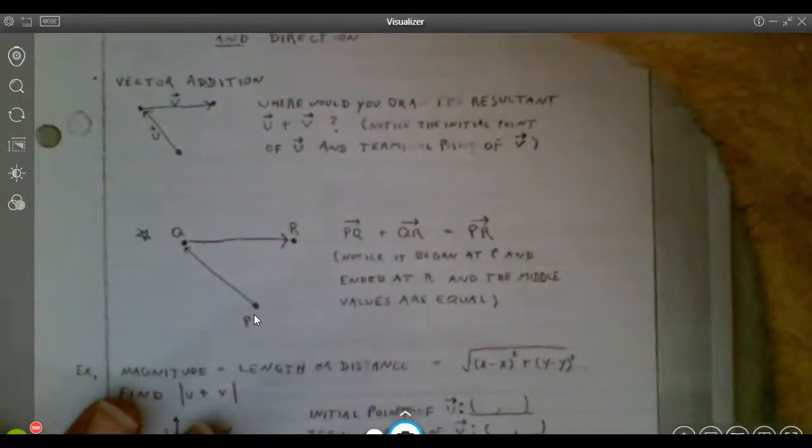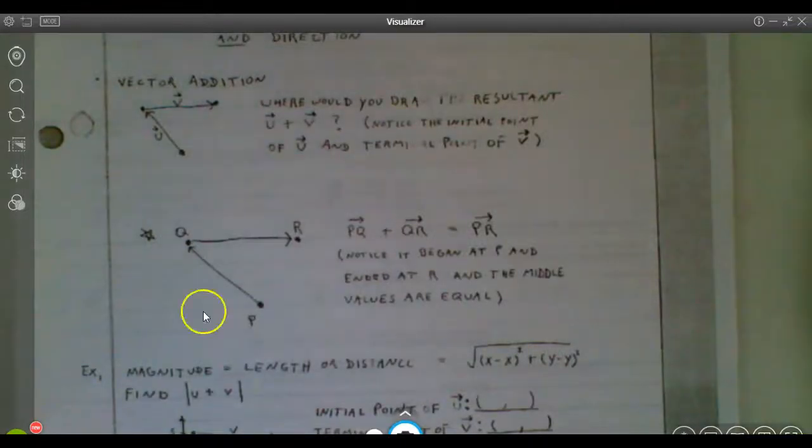As we look at vector addition, a really popular idea that we'll be doing with vectors is vector addition. As you look at this diagram right here, here's the question I'm posing: where would you draw the resultant of u plus v? In other words, here's vector u, here's vector v. If I add those two vectors together, what result would that create? Where would I draw the vector for the result of adding those two vectors together?